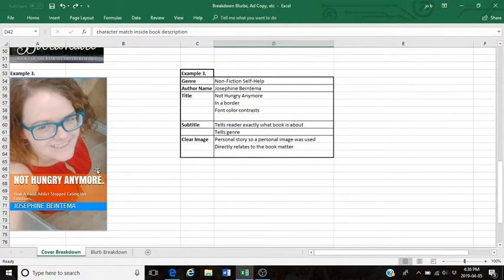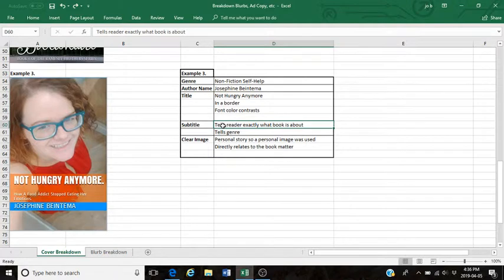This is a nonfiction self-help book, and while it's not exactly apparent from the first look at our particular cover, you can see it once we get to our subtitle. Our author name is there. It's showing up in nice contrasting print with the blue, which also matches very nicely with the blue on the glasses. Our title is Not Hungry Anymore. It has its own border, which is in a contrasting print. It's very clear, and the font is nice and large and easy to see.